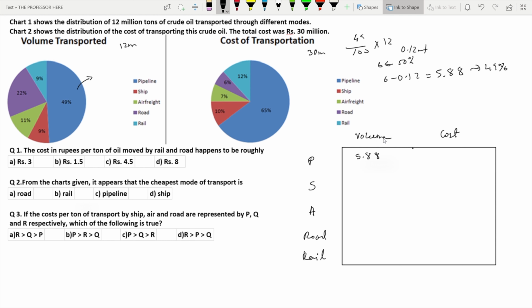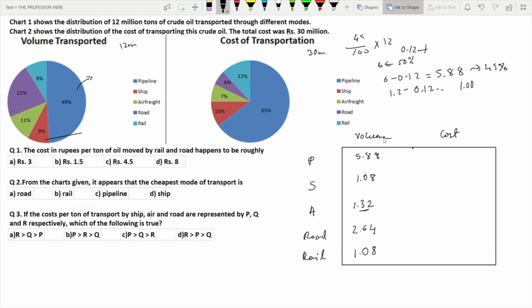Now the next one is ship, which is 9%. 10% means 1.2 million. So 1.2 million ton minus 0.12 will give us 9%, which is equal to 1.08. So 1.08. 11% means 1.2 plus 0.12, which is 1.32. Next one is road. For road, it is 22%, which is double of 11%. So all you have to do is double this value, 1.32, which is 2.64. The last value is rail, which is 9% again, which is 1.08.